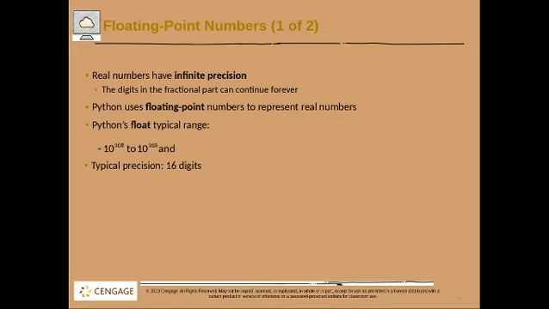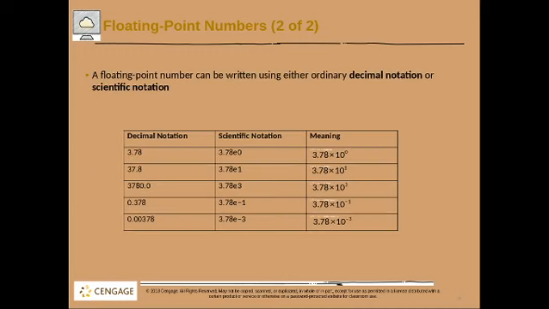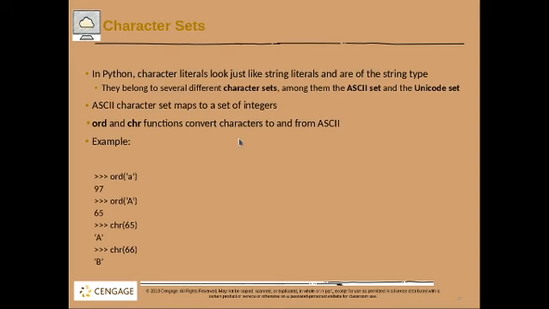Another numerical data type is the floating point number. Real numbers have infinite precision, which means these are not whole numbers. Since this is a float, you have decimal points up to 16 digits. Python uses floating point numbers to represent real numbers. Another floating point notation is decimal notation, and this is your scientific notation here. Python recognizes scientific notation.